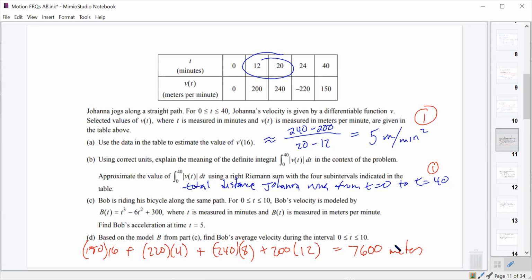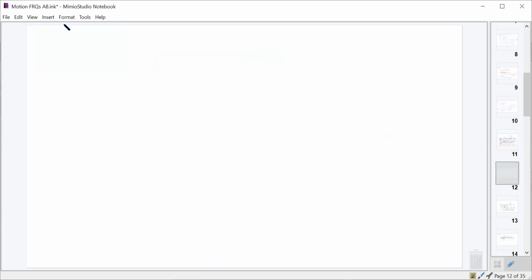Any questions there on part B? So 1 point for setting up the sum correctly, 1 point for getting the right sum, and then 1 point for that explanation earlier in that problem. Everybody good with part B? Cool.